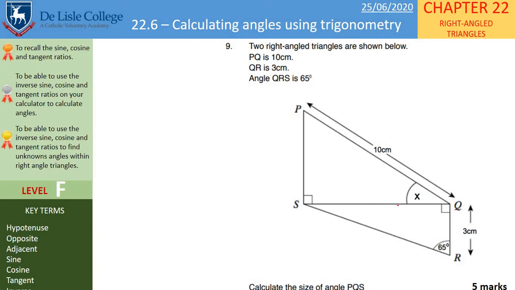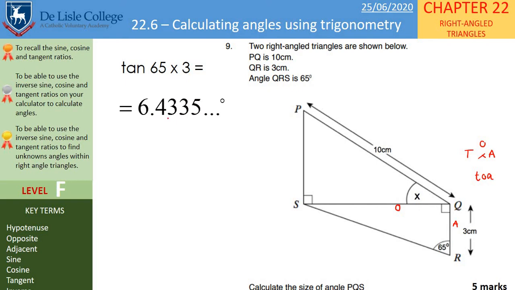So we've got here the opposite that we're trying to find and the adjacent. So we know we're doing a TOA problem, okay? So we know to find a missing side, if we've got TOA here, trying to find the opposite is tan times adjacent. So we've got tan 65 times 3, and you get 6.4335 and so on. Don't delete that. And then what we're looking for here, because we've got this side, we can now find that. But for this triangle, this is no longer the opposite, okay?